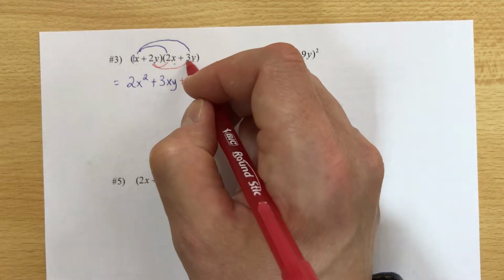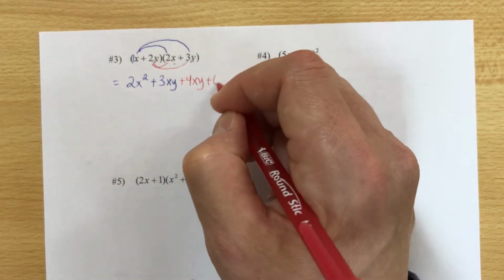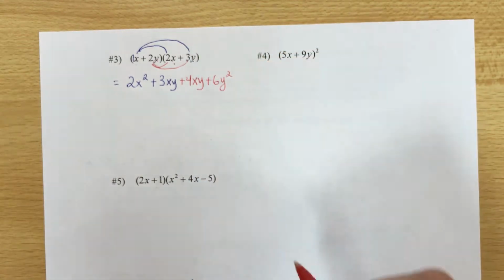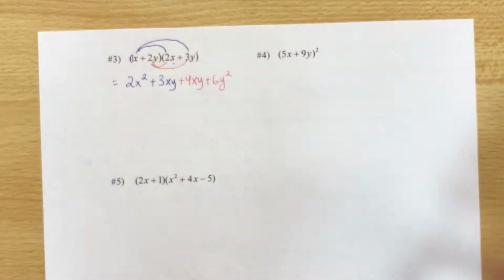Now, 2y times 3y. Well, 2 times 3 is 6. What's y times y? It's y raised to the second, because you add the exponents. That's y to the 1, y to the 1.